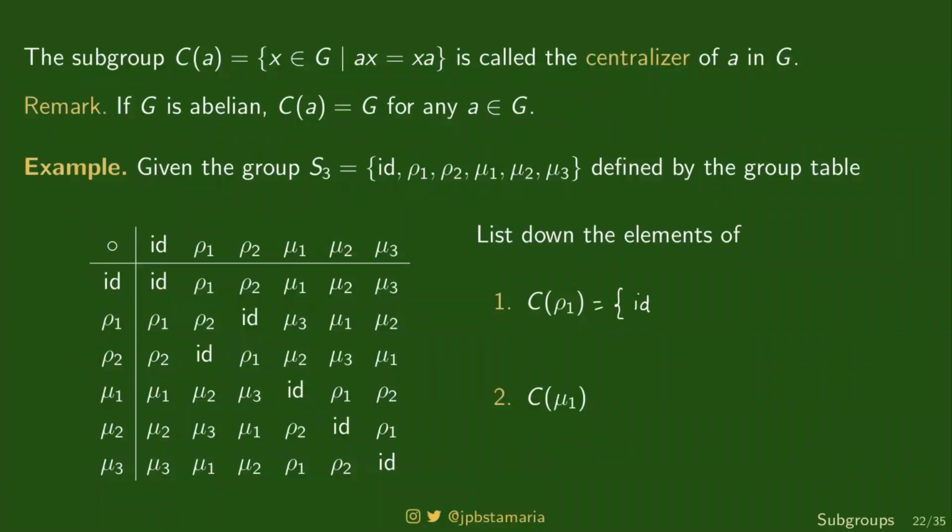How would you know this? Sige nga, can you give me one? Aside from the identity, what other elements commute with row 1? Row 2. Row 2, no? Kasi yung row 2 times row 1, that's the identity, and row 1 times row 2, that's the identity as well. Did you understand? So, row 2 is in the centralizer of row 1, but you forgot an important element.